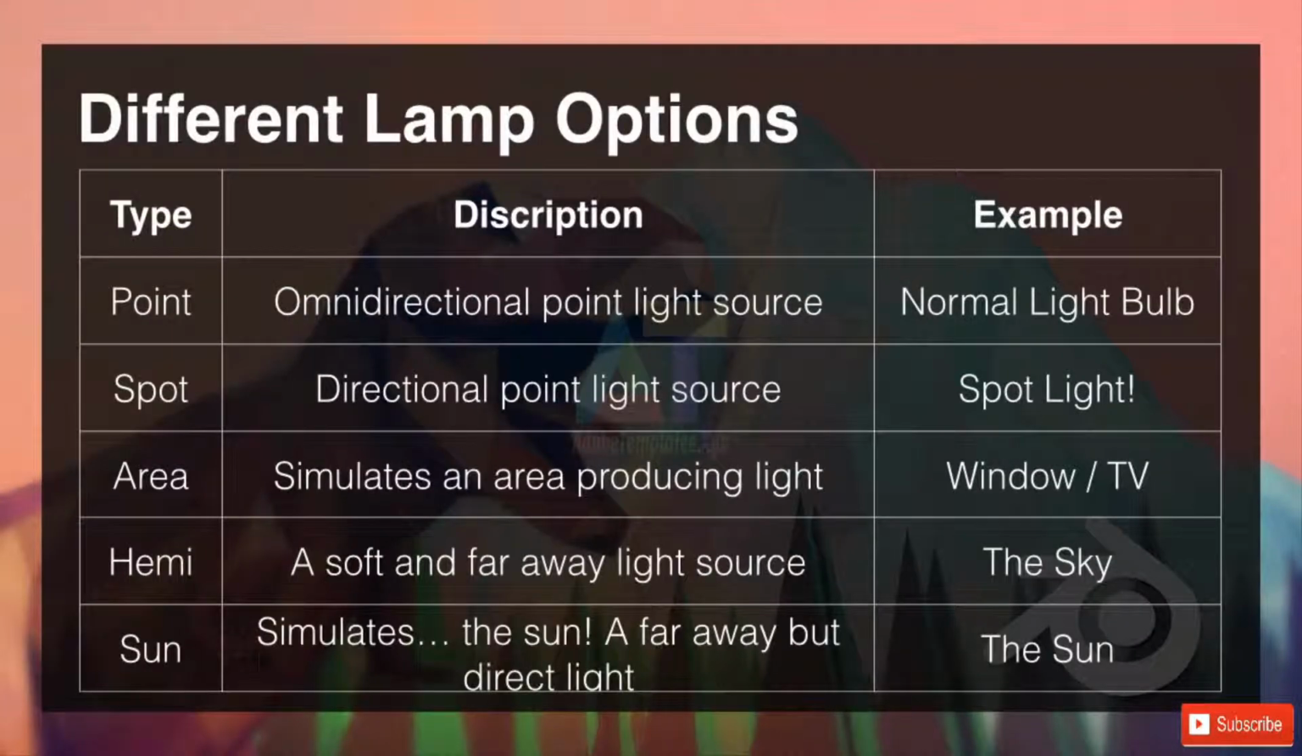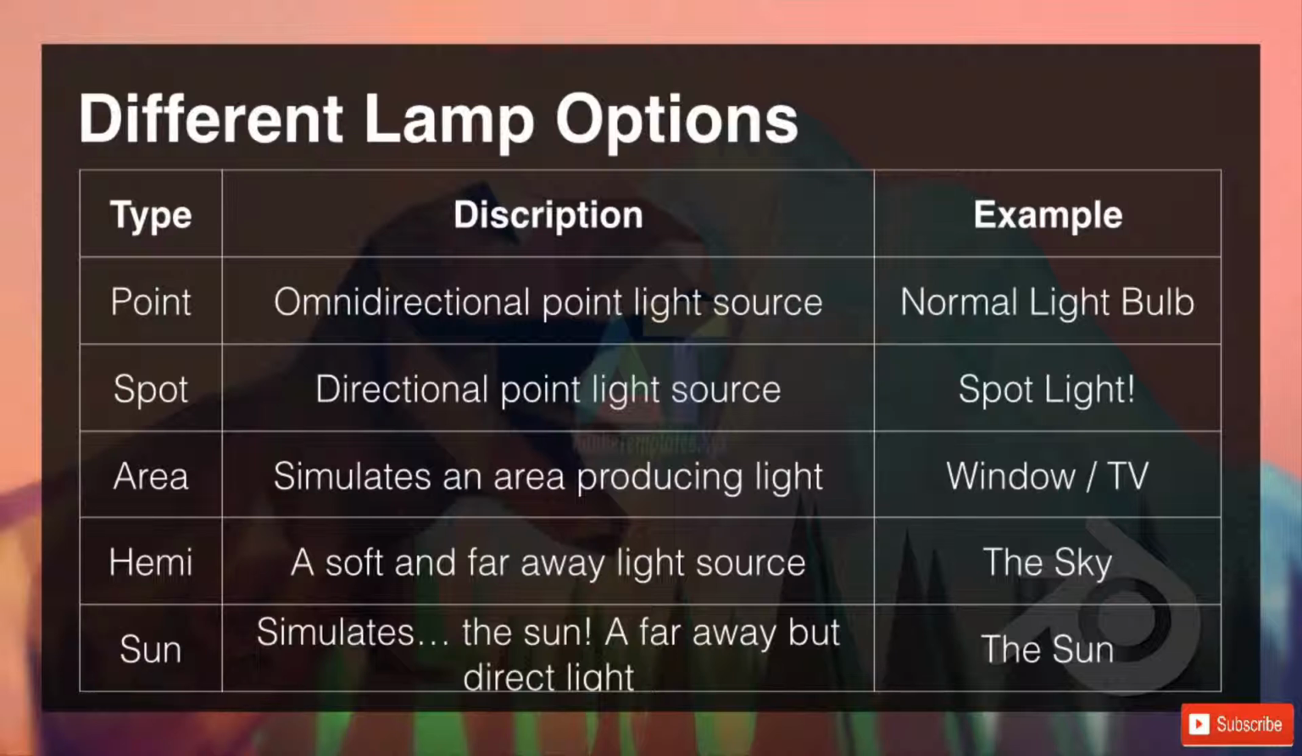Now before we hop over into Blender, let's look at the different lamp options. So we've got a nice table here with the type of lamp on the left, moving across to its description and a real world example. So we have a point lamp, which is an omnidirectional point light source, so the light comes out of it evenly in every direction, much like a traditional light bulb you'd have at home.